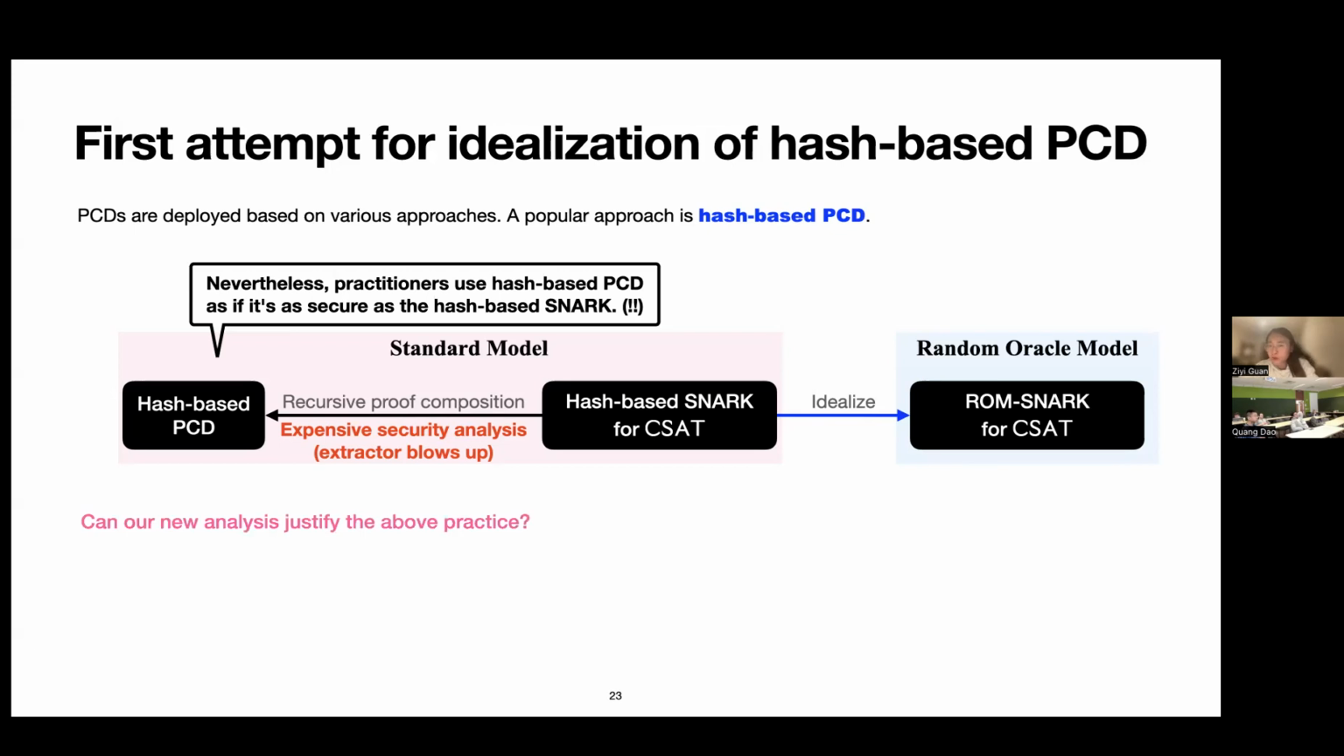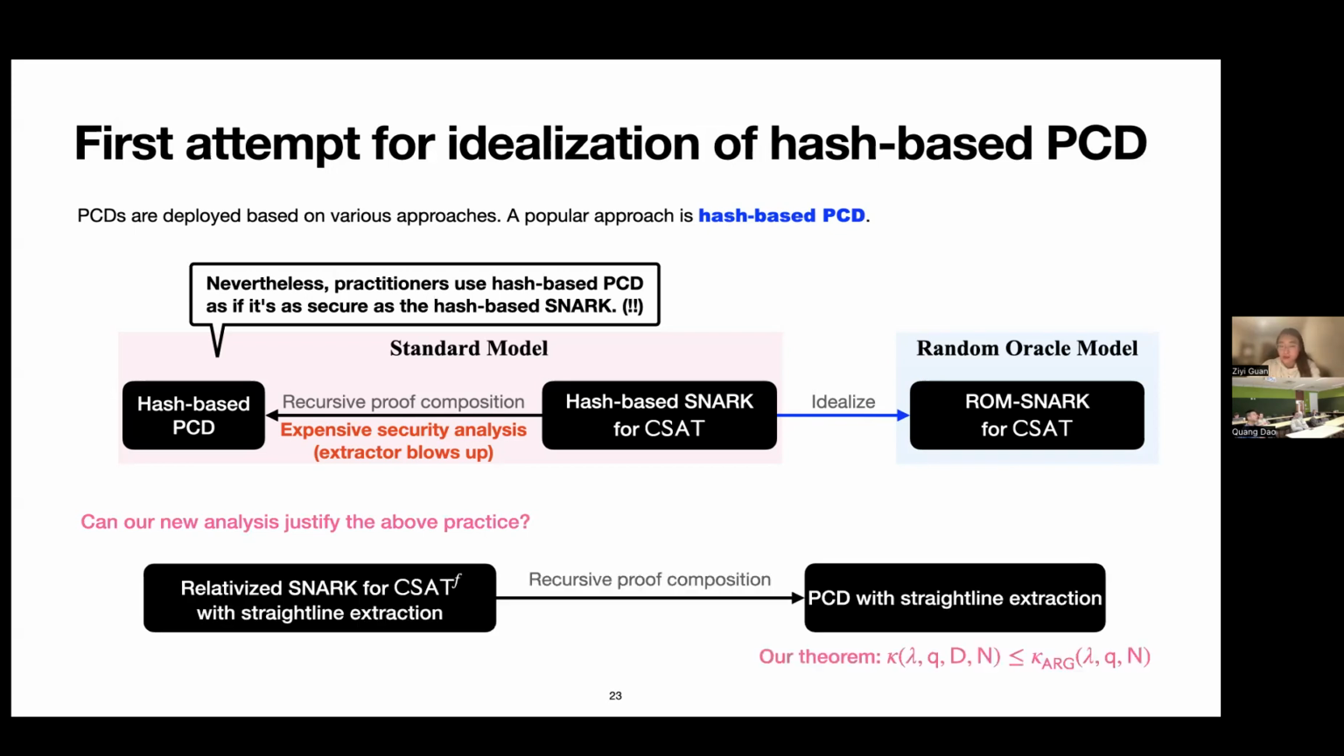Nevertheless, in practice, people still use hash-based PCD as if it's as secure as the underlying SNARK. So the question is, can our new analysis justify this parameter regime? Recall that our analysis shows that for relativized SNARK, if you do recursive proof composition, you get PCD, and you don't have expensive security analysis. The thing missing here is that we somehow need to connect things together. We need to connect hash-based PCD with straight-line extraction, and hash-based SNARK with relativized SNARK.